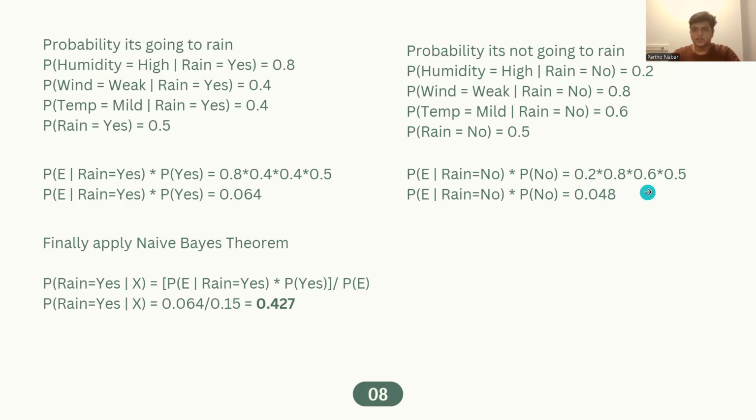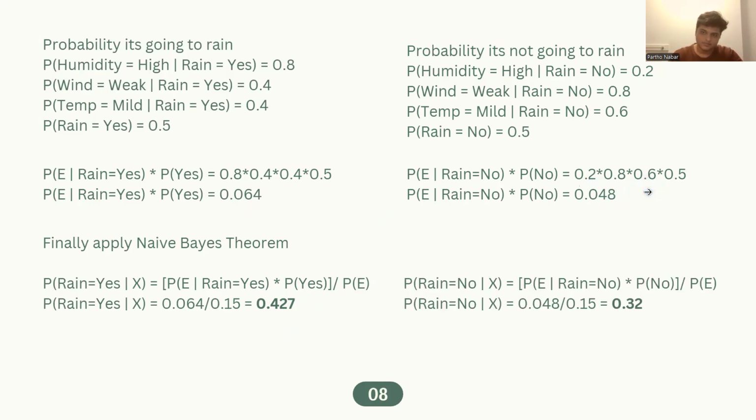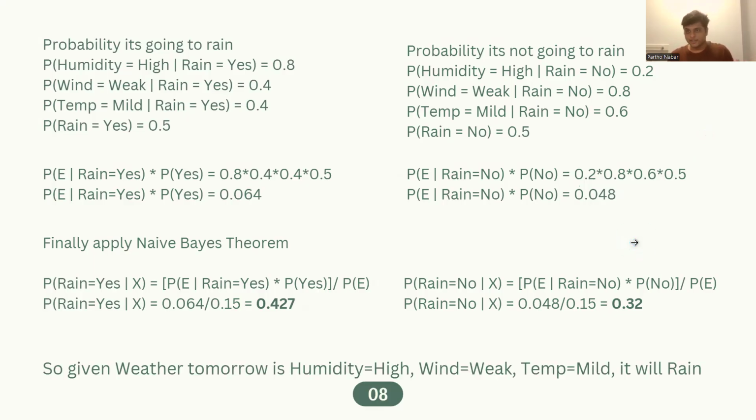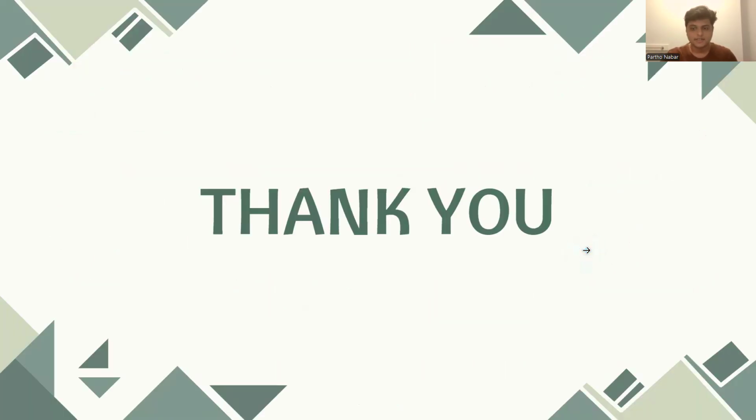And let's look at whether it's not going to rain. The probability is just 32% that it's not going to rain. So the probability that it will rain given these parameters is more than the probability that it won't rain given the same parameters. So it's going to rain. Sorry, my bad. Wrong bet. Sorry, not wrong logic. So, that's it.